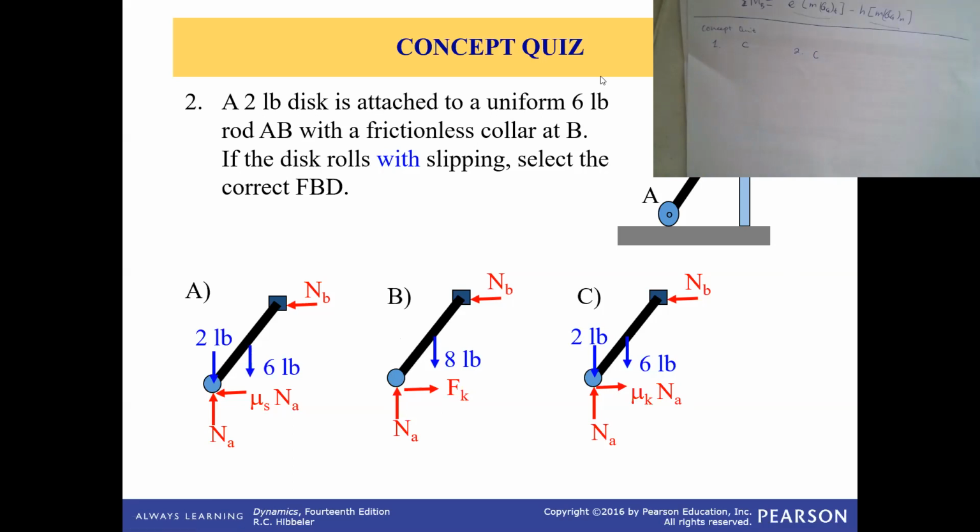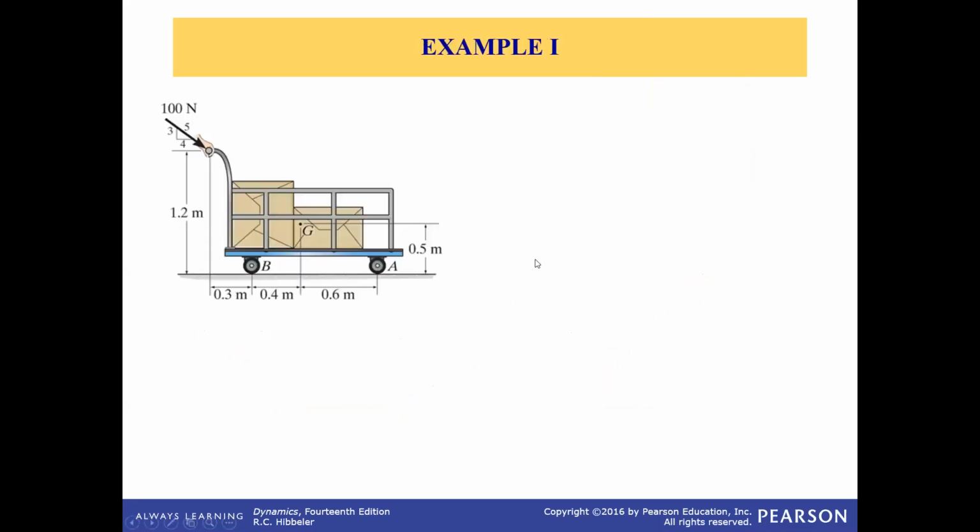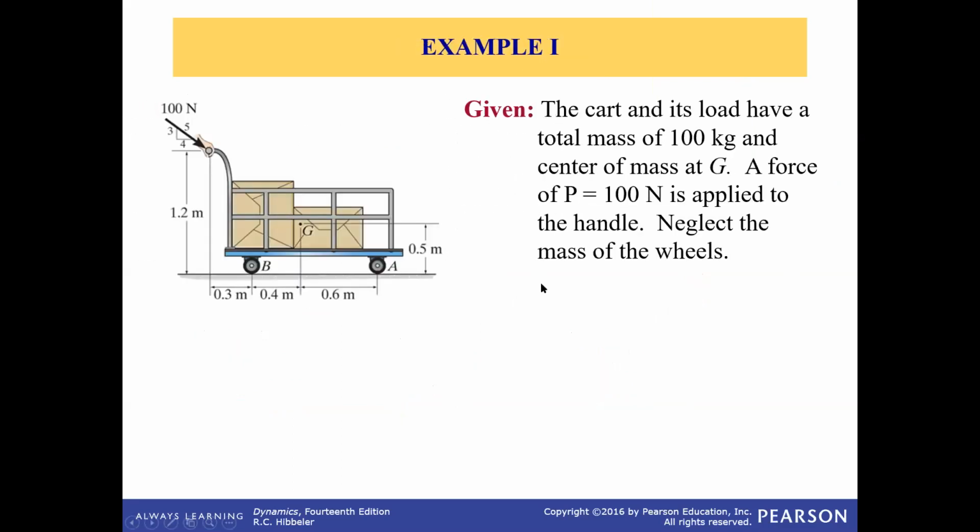All right, so let's take a look at a couple of examples, and then at the end, if we have time, we can look at the group problem solving. The first example: given the picture here, there's 100 newtons of force on the handle, and then there's the front wheels and the back wheels, A and B, and the center of mass of the car itself.